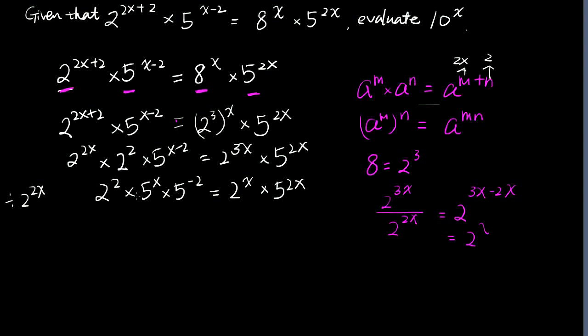Okay. So do you see 5 to the power of x, 5 to the power of 2x? Same as the previous step. What I can do is I'm going to divide by 5 to the power of 2x now.